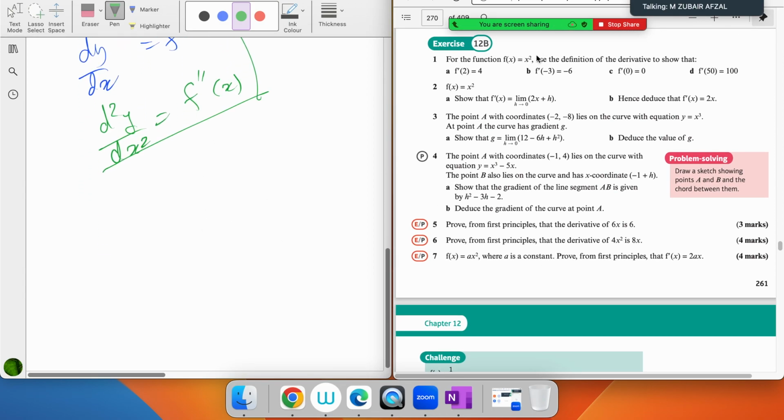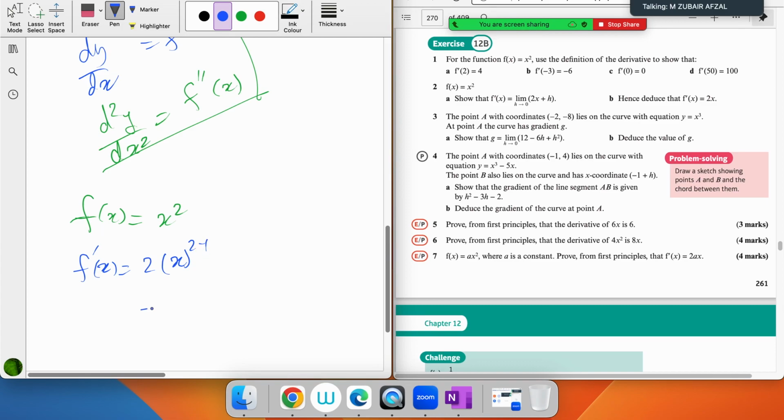So for the given case, it is f of x is equal to x square. We need to have f dash, so we go for the derivative. Derivative is bring the power down, multiply it with the constant and reduce 1 from the power. So this is 2x. When it is 2x, find f dash when x is 2. So when we substitute 2 in the expression, you get 4.